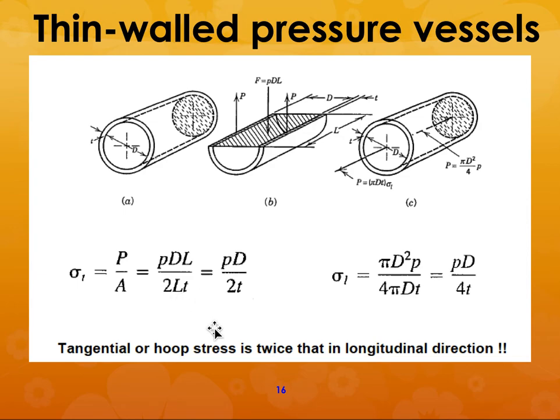you can see that the tangential or hoop stress on a pressure vessel or a pipe is given by sigma is equal to the load times the diameter divided by twice the thickness of the wall. Whereas in the case of the longitudinal stress, there is a stress in the longitudinal direction or the flow direction, you can see that it is half of that of the hoop stress.